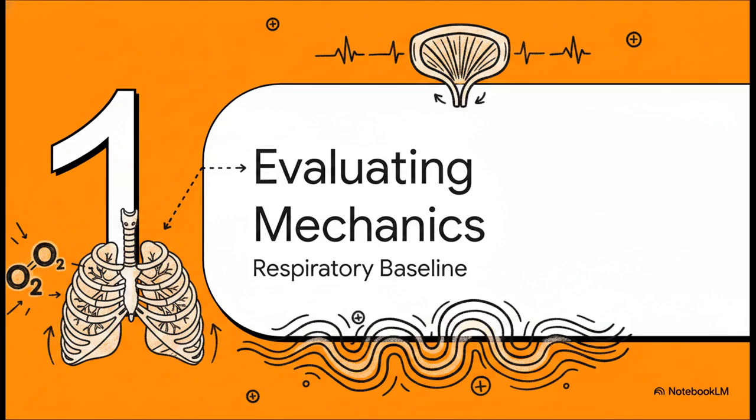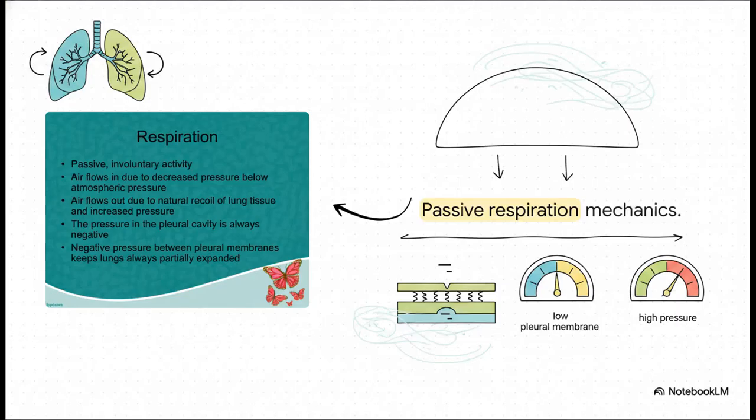Section 1. Evaluating respiratory mechanics. Let's begin by looking at the baseline mechanics of how our bodies draw in oxygen. You absolutely have to understand the normal to recognize the abnormal. It's kind of wild to think about, but breathing is an entirely passive, involuntary activity. We don't have to force air into our lungs. Air flows in simply because the pressure inside our chest drops below the atmospheric pressure outside. It then flows back out thanks to the natural elastic recoil of our lung tissue.